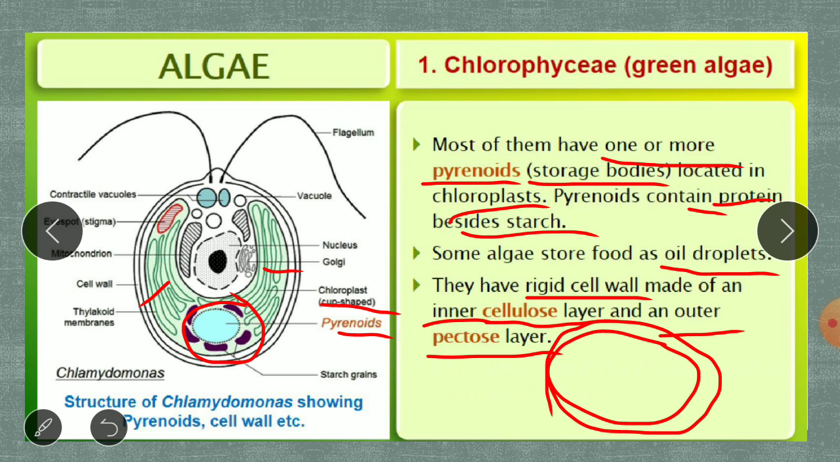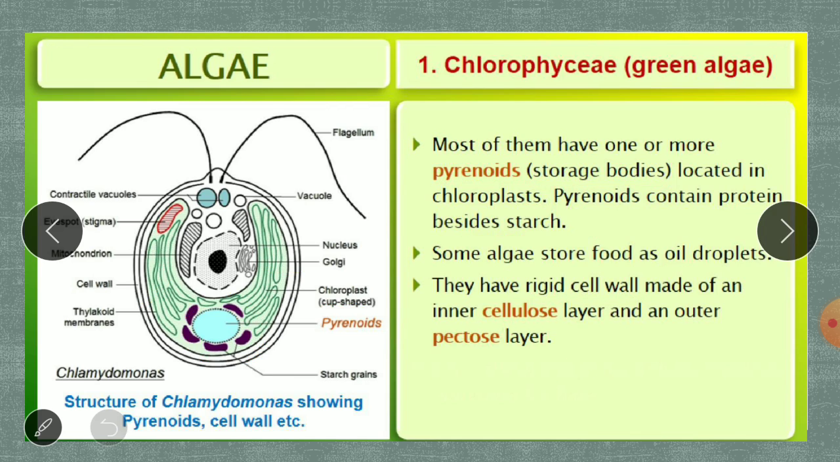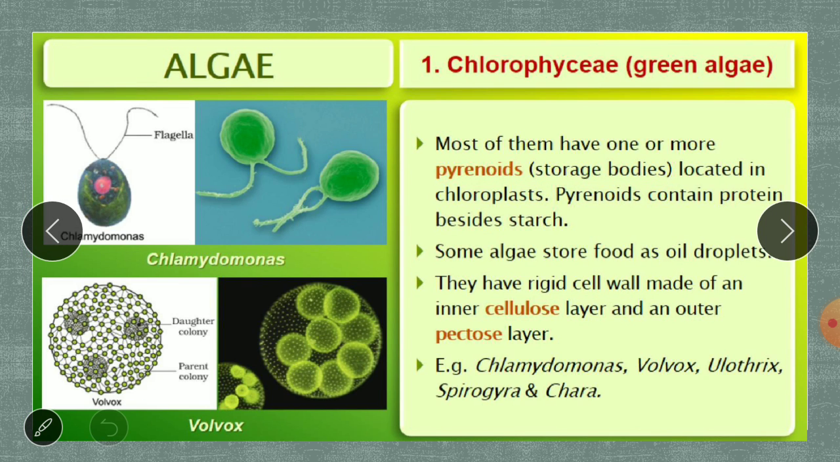So the cell wall is mainly made up of the cellulose layer from the inner side and the pectose layer from the outer side. Here in front of you is an example, Chlamydomonas, which is a unicellular green algae. Apart from that, we can take other examples here. Here you can see the first diagram is Chlamydomonas, how it exactly looks.